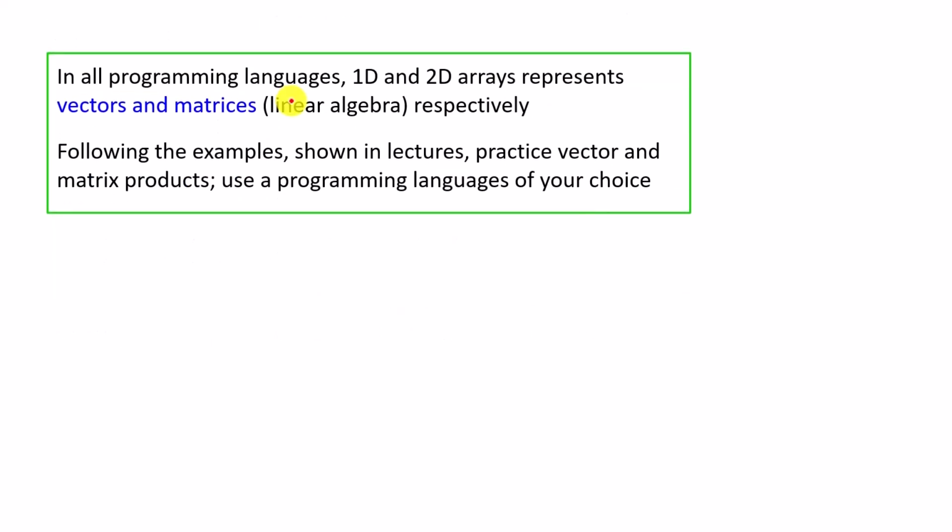Just like Python, in any programming language, 1D and 2D as well as higher dimensional arrays are there. But these 1D and 2D arrays represent vectors and matrices as in linear algebra. And in the examples you have seen in previous lectures, vectors, matrices and their products, their different operations, are executed using this array data structure in Python. And similar data structure you can also use if you are using any other language.